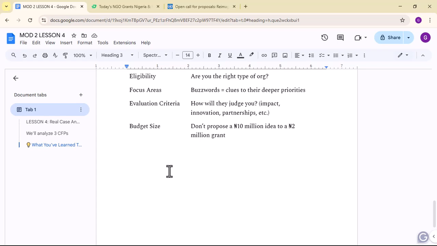Wrapping up, that brings us to the end of the module, a deep dive into how funders think and how to align your idea with their mission. We've covered in these 4 lessons how to go about CFPs. In the coming lessons, we are going to do a deeper dive into the actual writing of the proposal.